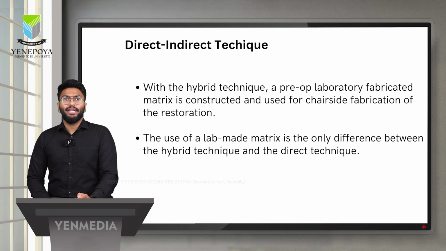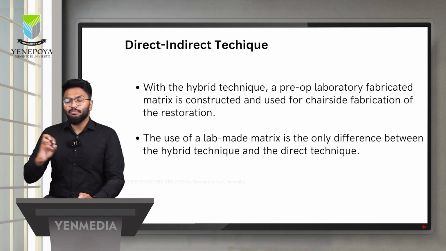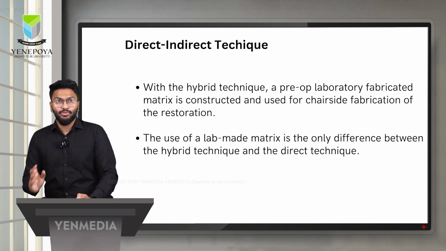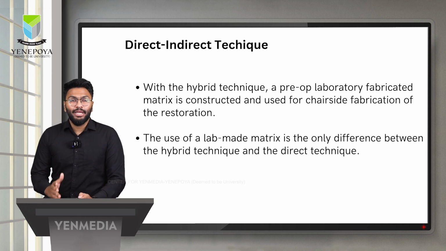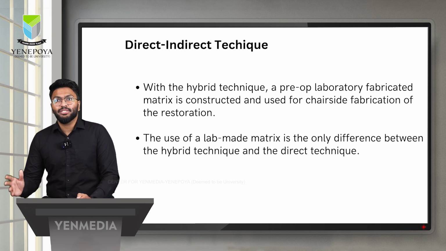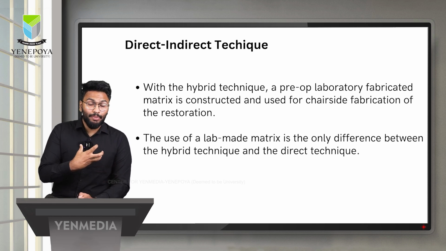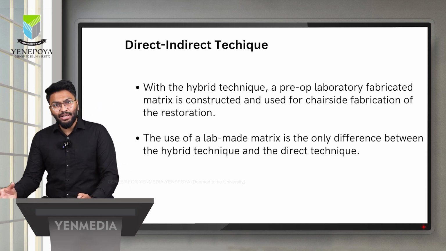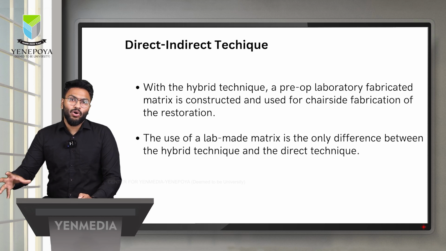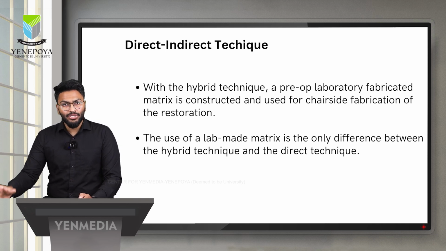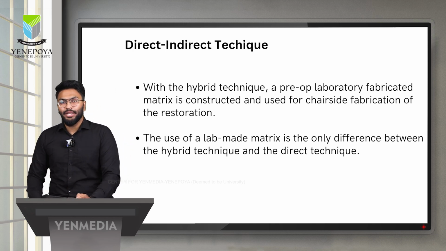When it comes to your direct-indirect technique, here we are doing some procedures on the patient and some procedures in the laboratory. That is why it is called the direct-indirect technique. So in the hybrid technique, a pre-op laboratory fabricated matrix is constructed and used for chairside fabrication of the restoration. So basically you are taking a primary or diagnostic impression of the patient, doing a wax up, and the putty index is made on the cast, and the rest of the procedure is done in the patient's mouth. This is called your direct-indirect technique.